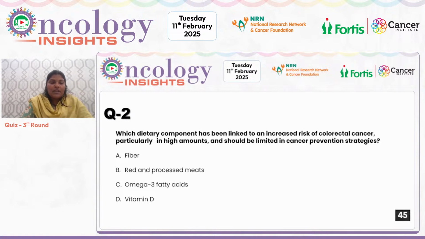Going on to the second question, which dietary component has been linked to an increased risk of colorectal cancer, particularly in high amounts, and should be limited in cancer prevention strategies? Option A, fiber diet. B, red and processed meat. C, omega-3 fatty acids. And D, vitamin D.